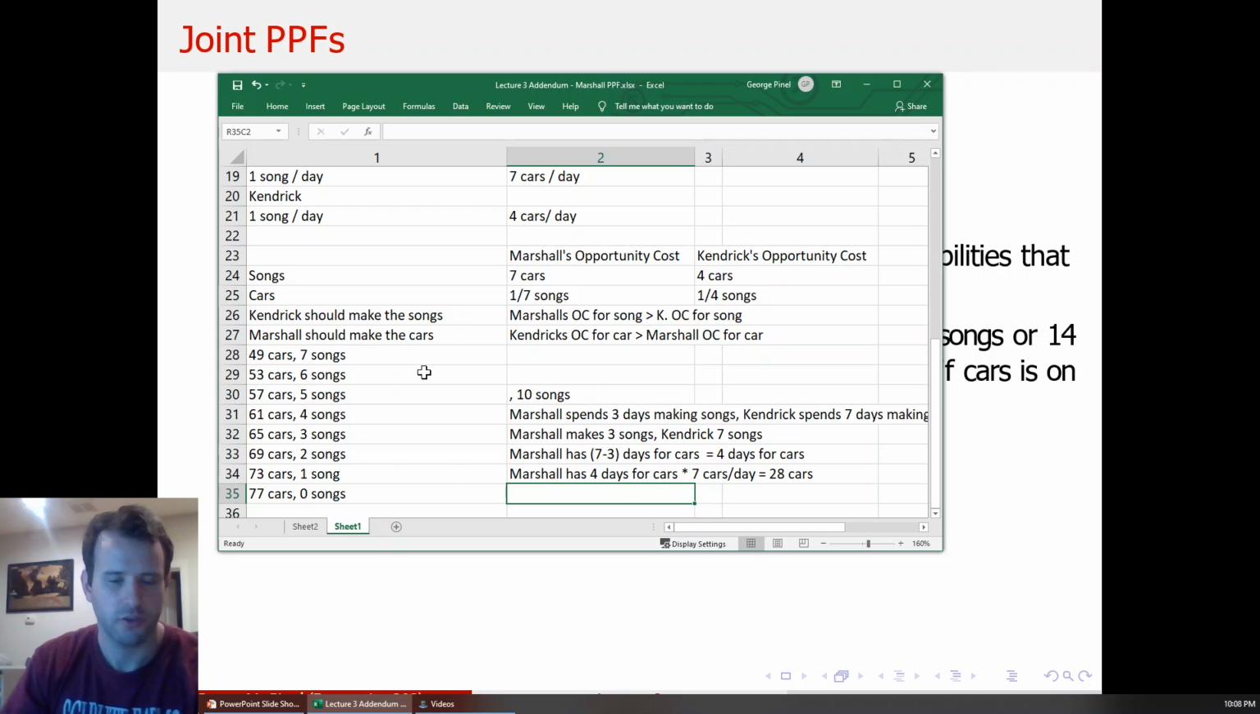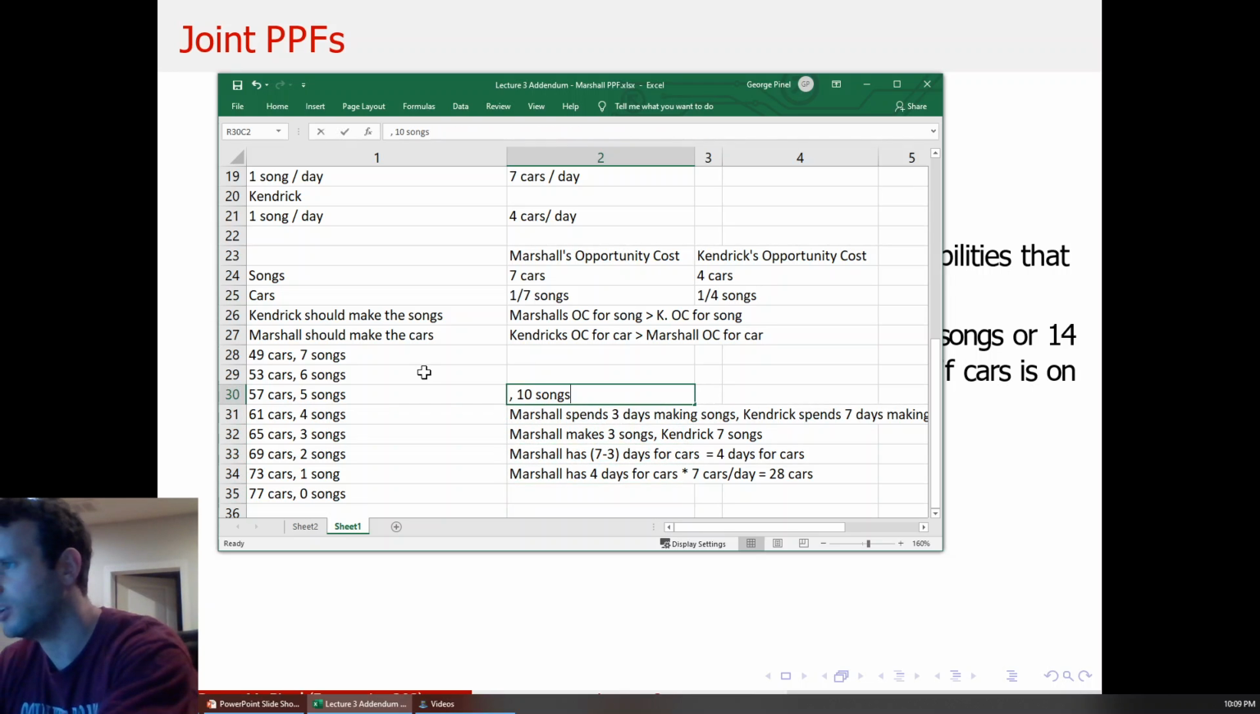Okay. So if they must make 10 songs, then Kendrick's going to make the first 7. So you know that Marshall must make 3 songs, right? If he makes 1 song a day, he must spend 3 days making songs. So that leaves him 4 days for cars because he has 7 days total. And if he has 4 days for cars and makes 7 cars per day, he makes 28 cars. Okay. So together they can make 28 cars.